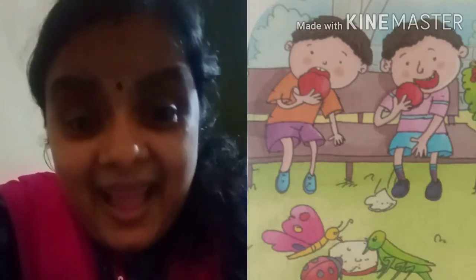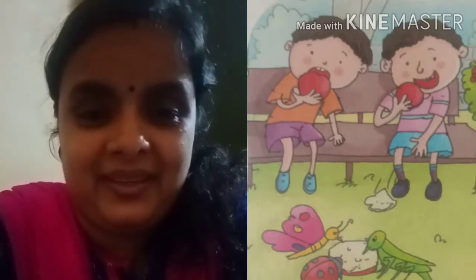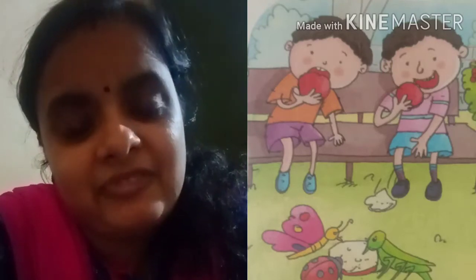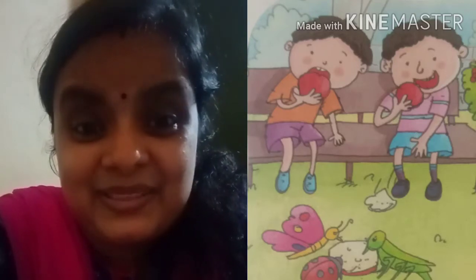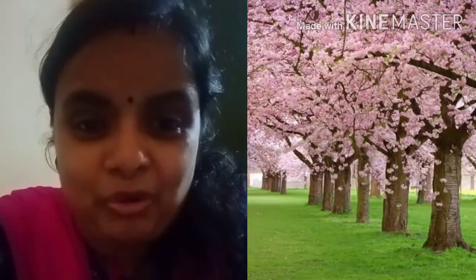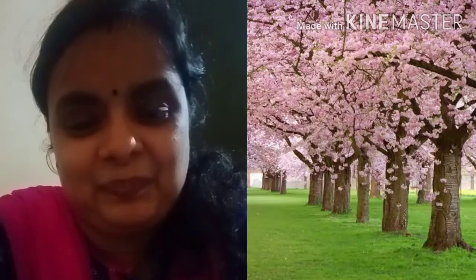All are eating apples and they are happy. They are very, very happy. Happily eating apples. So this is the story behind these 4 pictures.